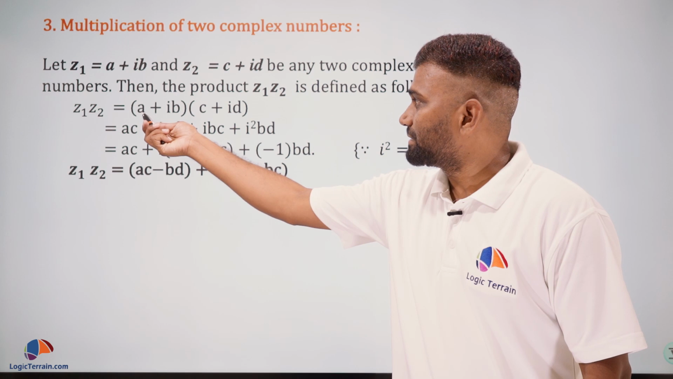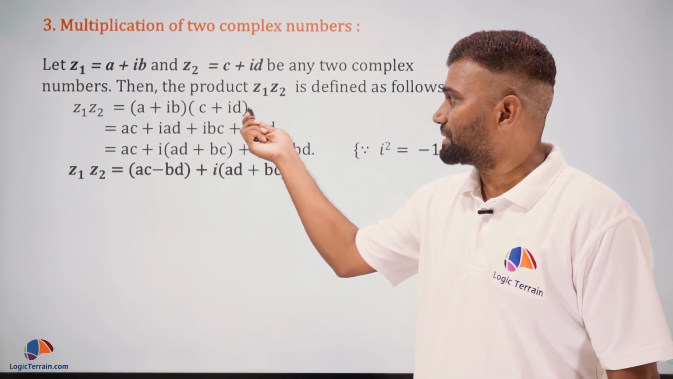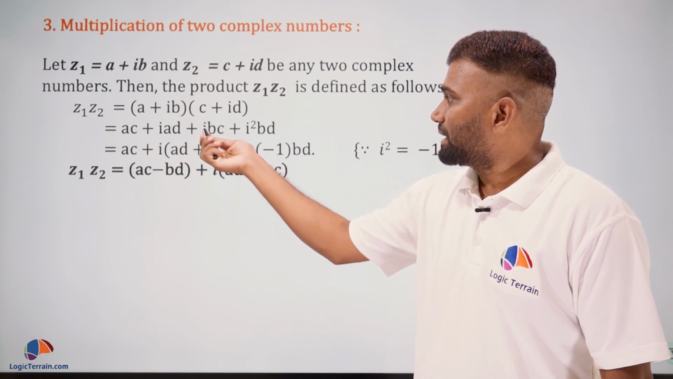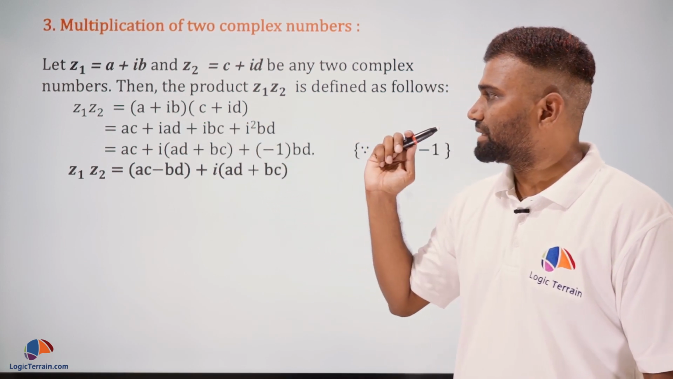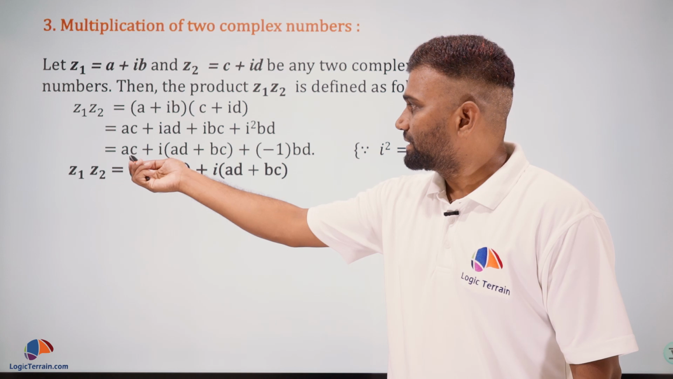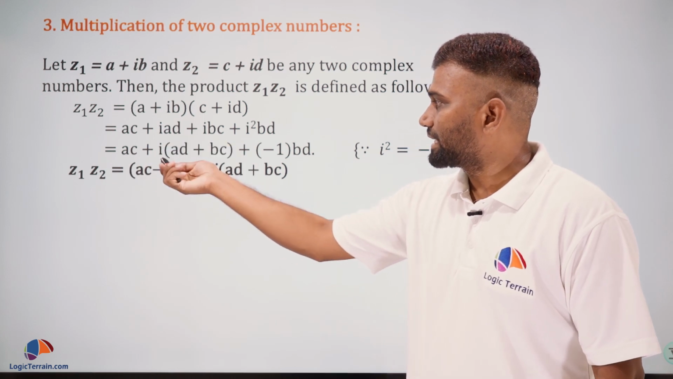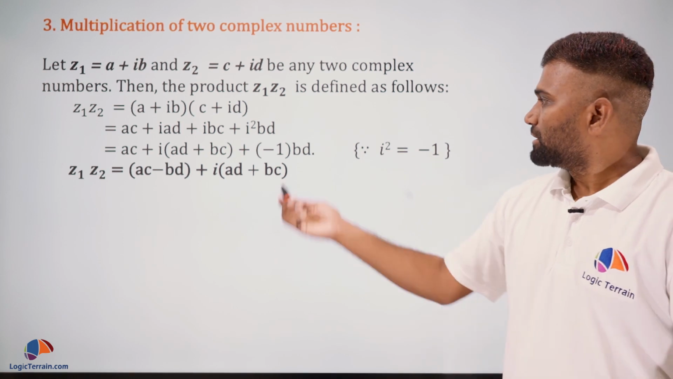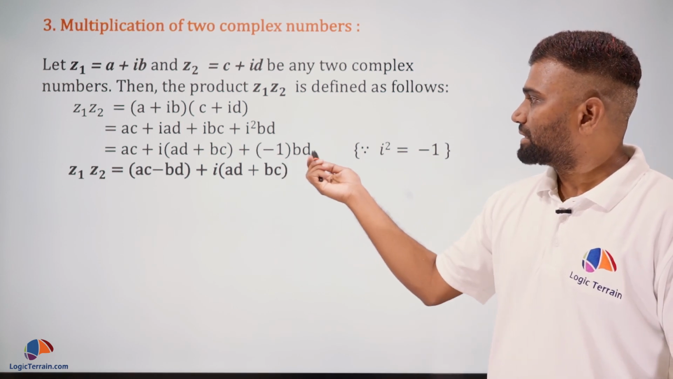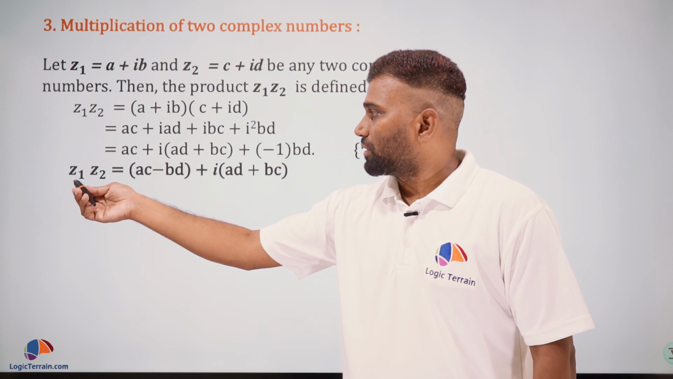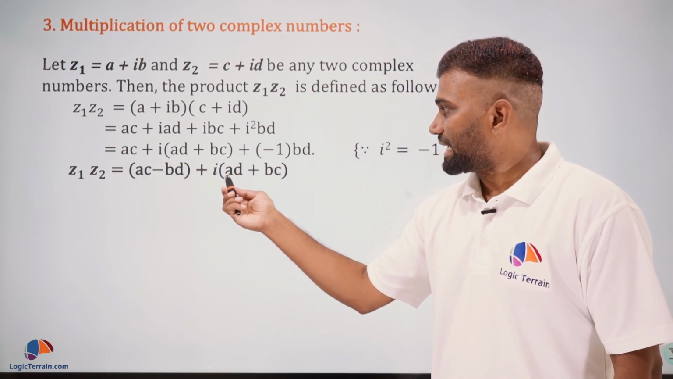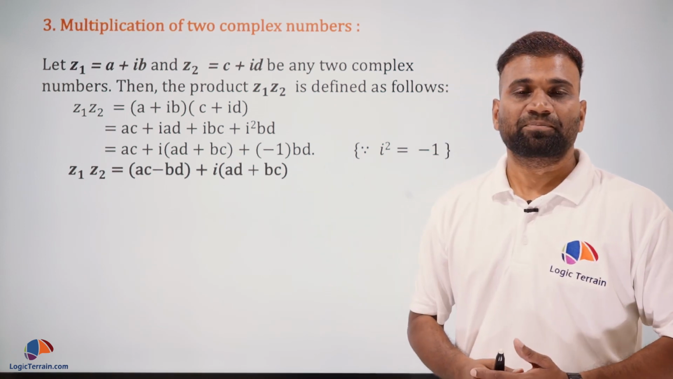Further, we will multiply a with c + id, which gives ac + iad. When you multiply with ib, you get ibc + i² bd. Further we can simplify and rewrite: ac + i(ad + bc). We know i² is negative 1, so negative 1 into bd becomes negative bd. Therefore, the product of z1 and z2 is equal to (ac - bd) + i(ad + bc).